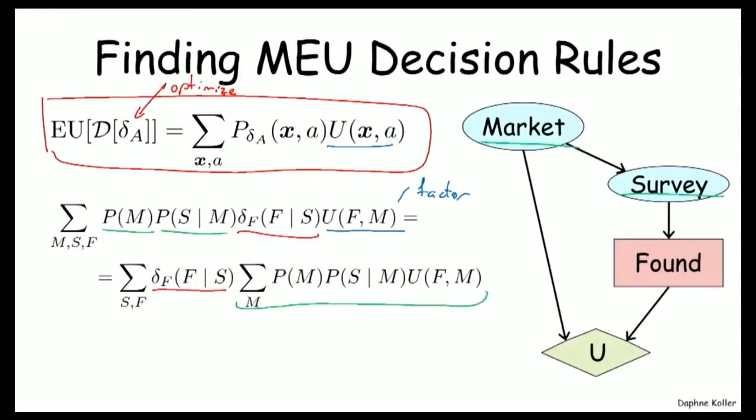And if we multiply these three factors and marginalize out M, what we end up with is a factor that we're going to call mu of F, S. The reason that it's called mu is to suggest that it has a utility component U, so mu and U.